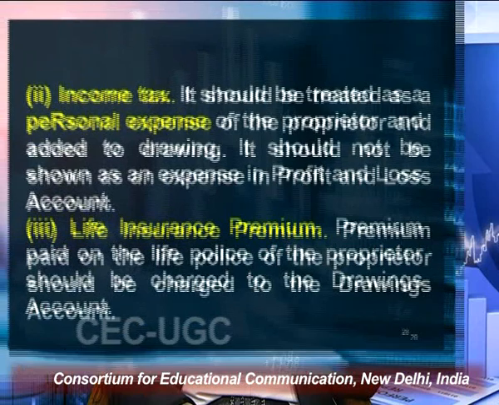The items which are not to be shown in the profit and loss account, the first item is domestic and household expenses. So all those items which are of personal nature, the items which are personal expenses which belong to the owner. The first example is domestic and household expenses. The next example is income tax, and the third example is life insurance premium.